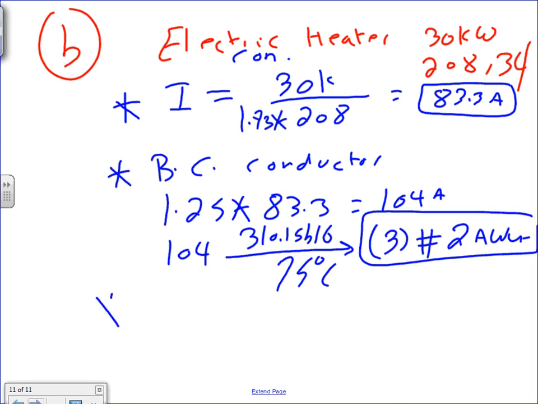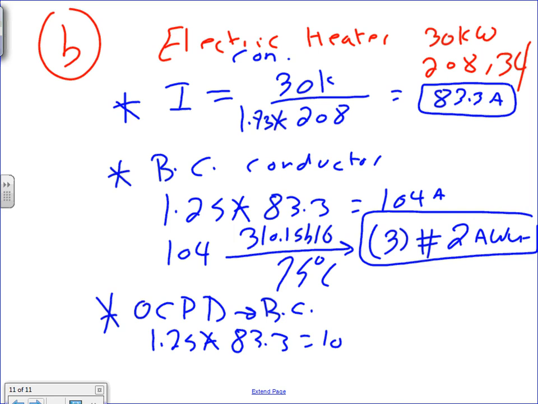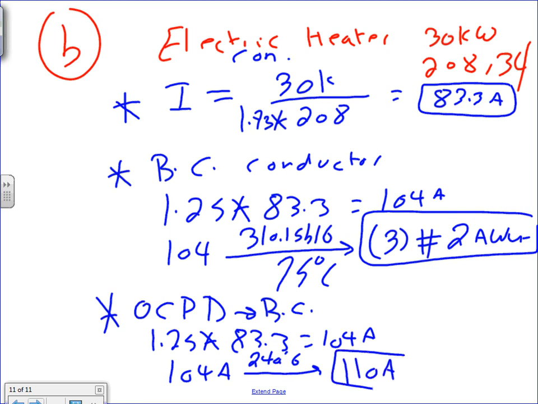The last thing I want to do is the overcurrent protection device for the branch circuit. The branch circuit needs an overcurrent protection device. Same calculation, 1.25 times 83.3 equals 104 amps. This is when you take it to 104, take it to 310, take it to where? 240.6, and that will give me 110 amp. Done. Now this is done for good.